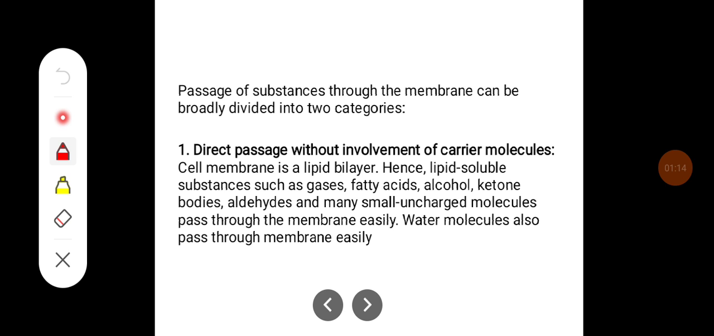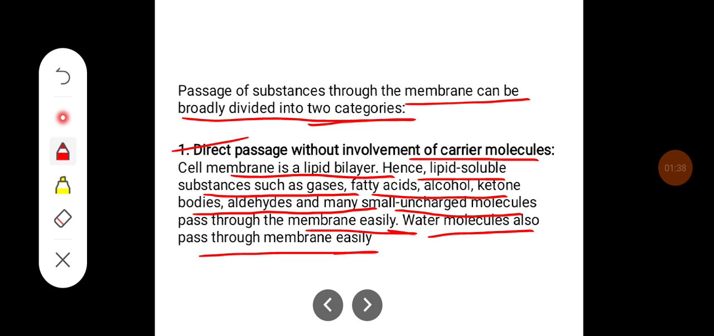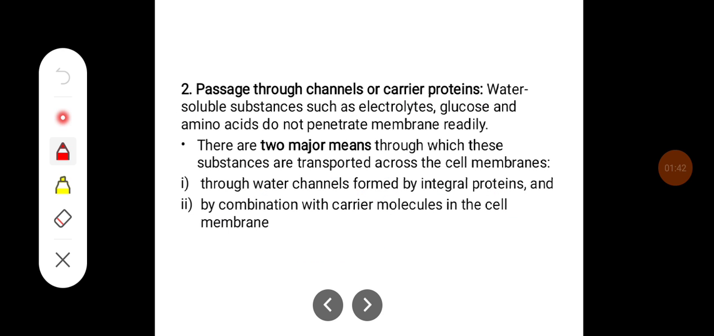Passage of substances through membrane can be broadly divided into two categories. The direct passage without the involvement of the carrier molecules, where cell membrane is a lipid bilayer, hence the lipid soluble substances such as gases, fatty acids, alcohol, ketone bodies, aldehydes, and many small uncharged molecules pass through the membranes easily. Water molecules also pass through this membrane easily, and this is called as direct passage.